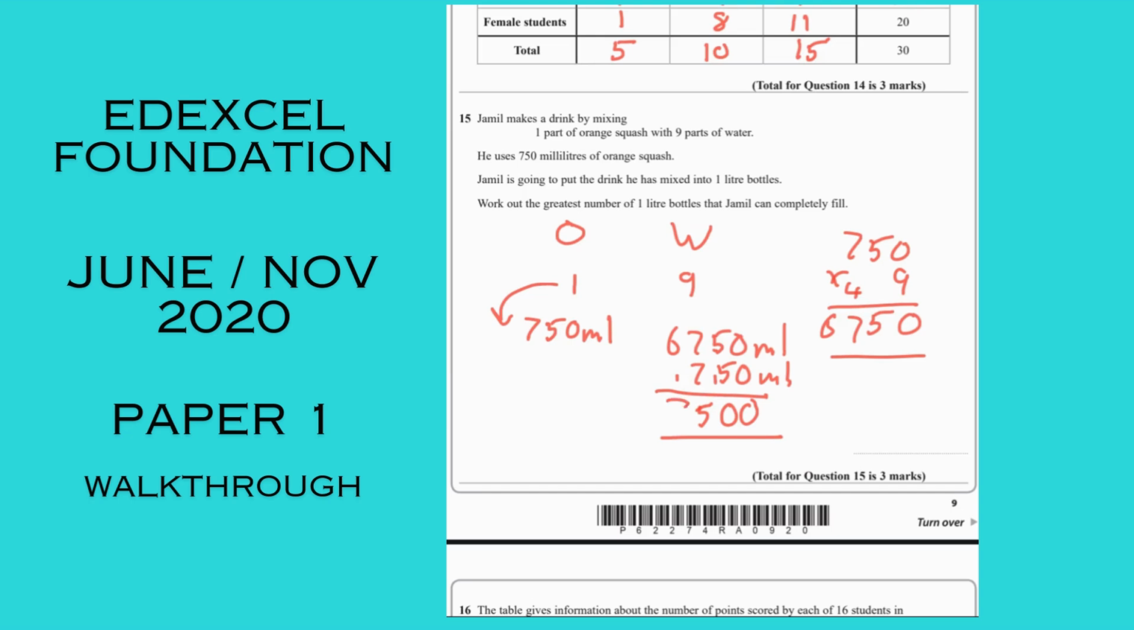It means we've got 7,500 mils, but going to be put into 1 litre bottles. So the 500 ml on the end, not enough to fill it. 7 bottles, on we go.